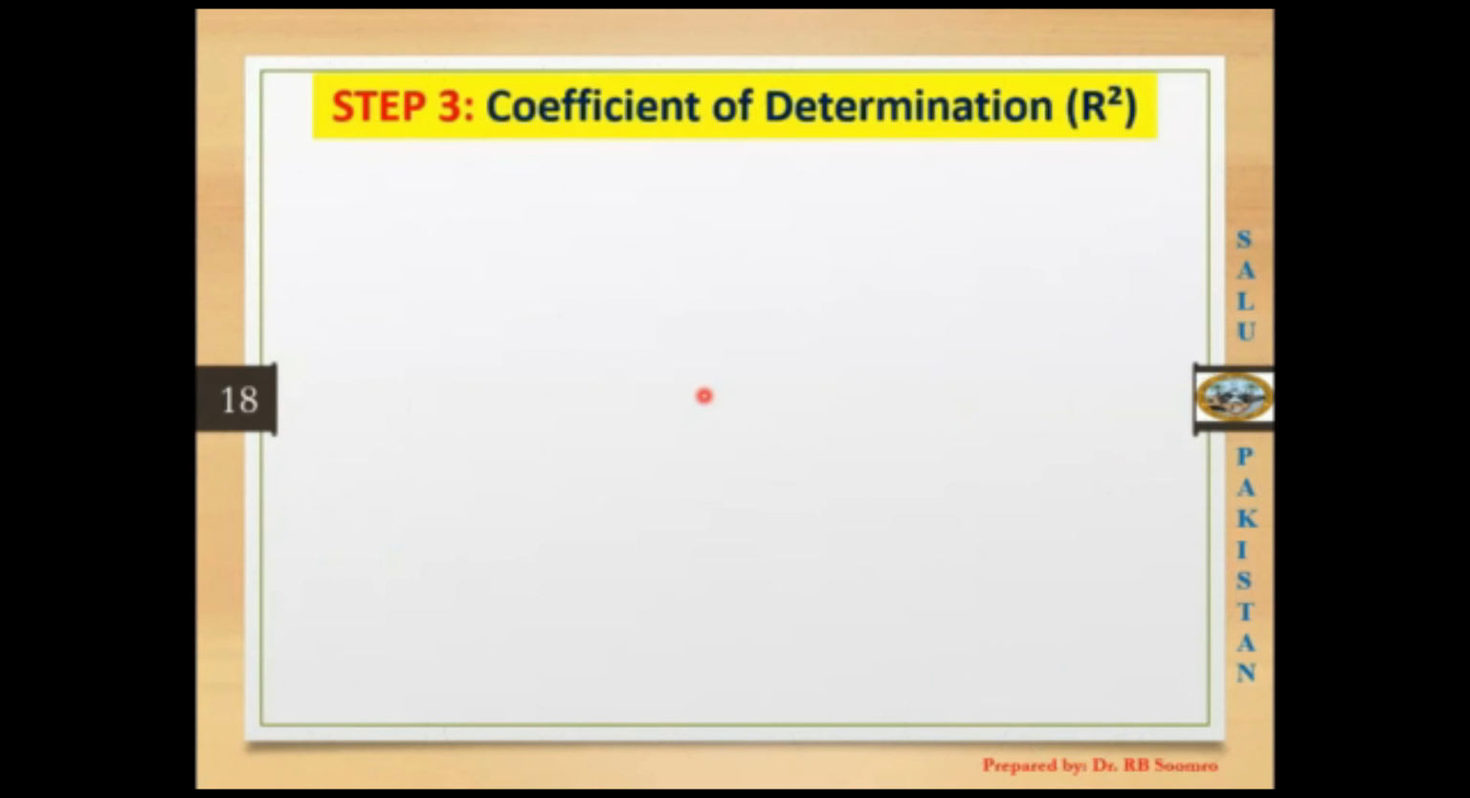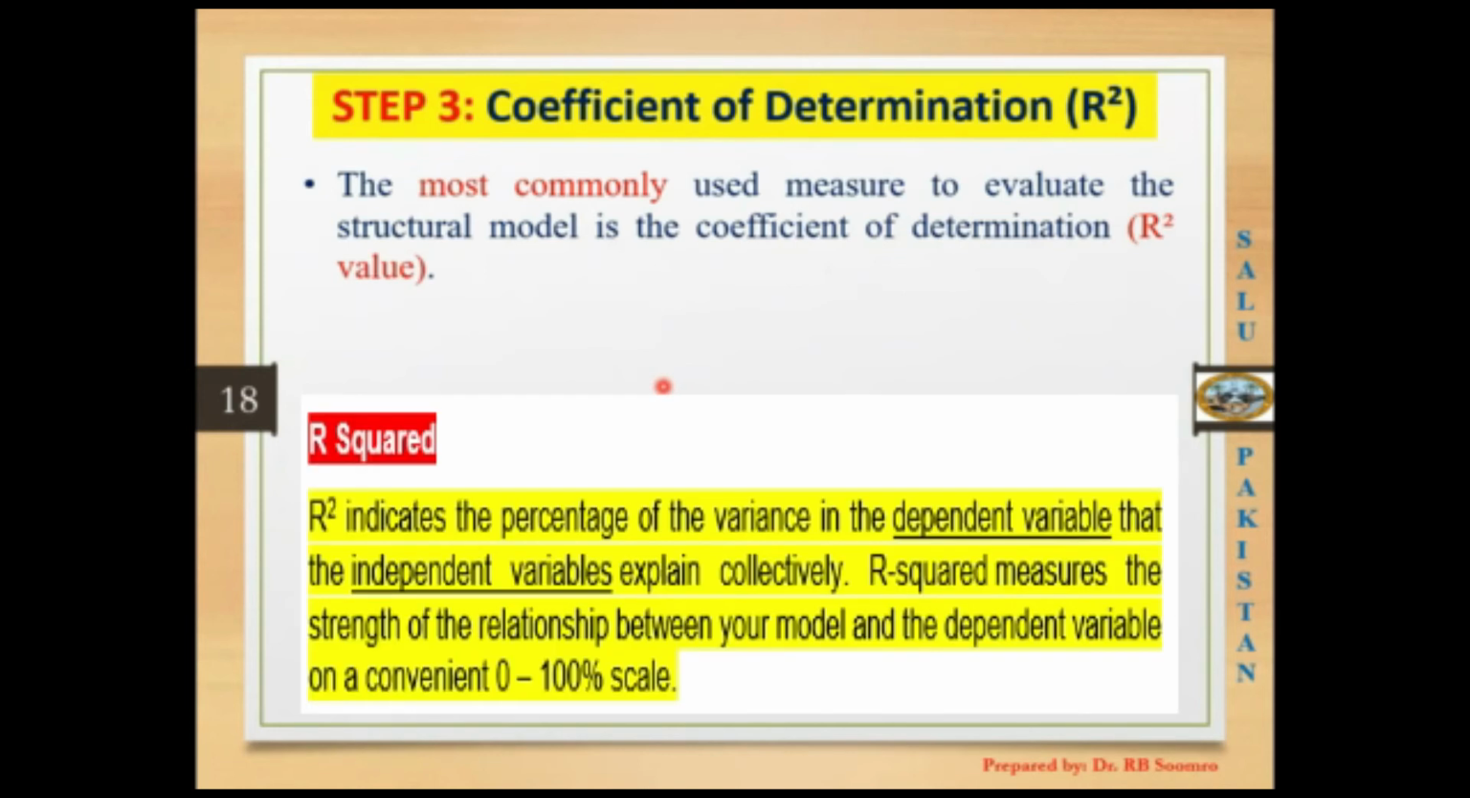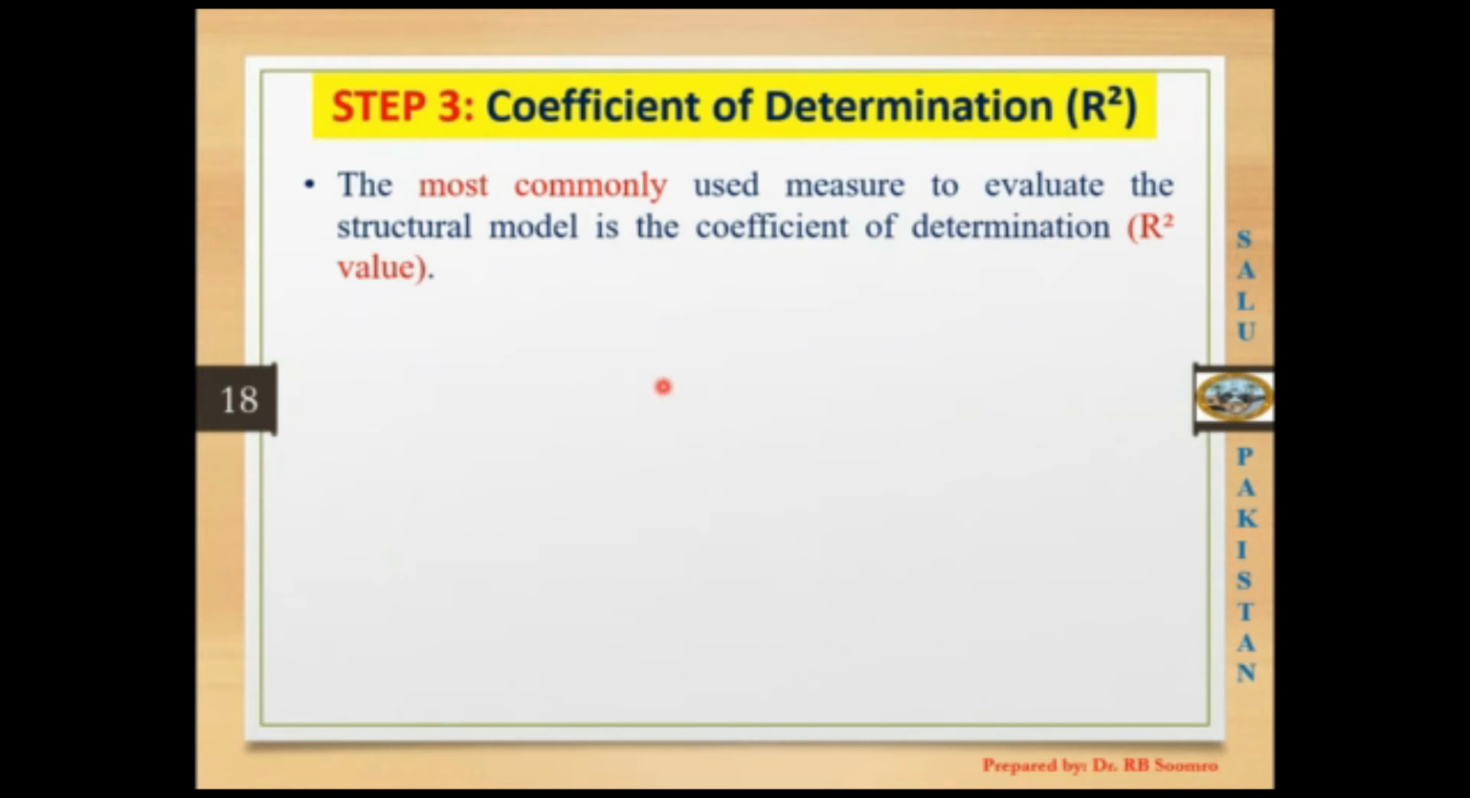Now, highly useful, and mostly people are using the coefficient of determination. This is the third step, which we normally call R square. Coefficient of determination is less popular, and R square is much more popular. And this is the most commonly used measure, that is the R square.